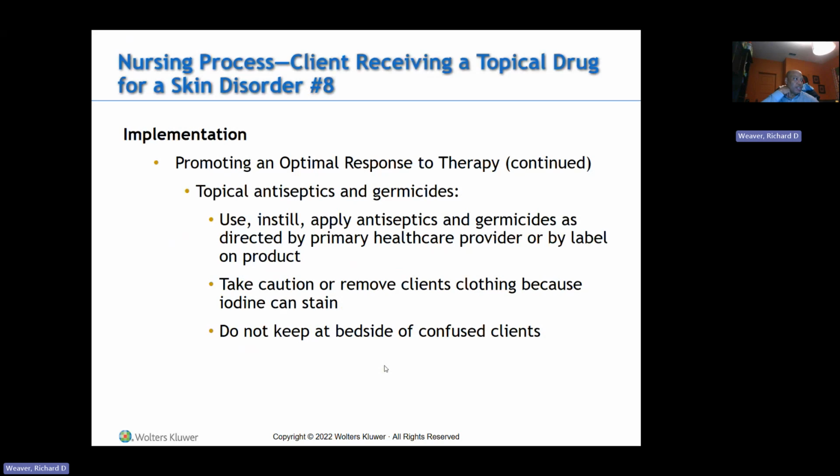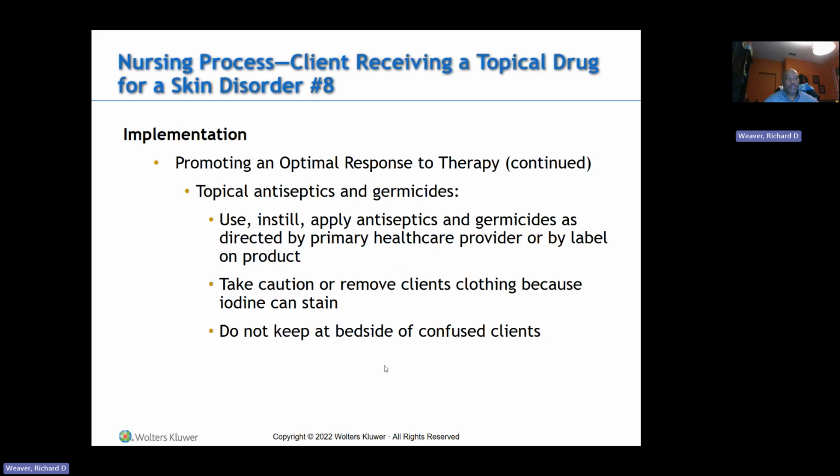Now, promoting optimal response to therapy using the topical antiseptics and germicide medications. We instill and we apply these antiseptic germicides as directed, again, by the primary care provider or by the label on the product, whatever the instructions are. We must take caution or remove client's clothing because iodine can stain the skin. Some of these medications contain iodine in it, and so we want to make sure we're taking precaution, especially with the clothing, because it comes out with difficulty if it comes out at all.